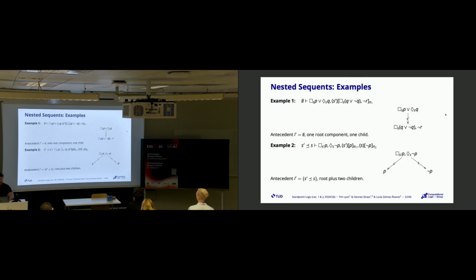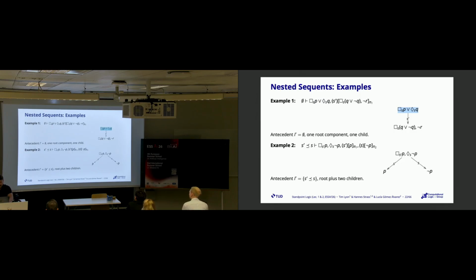All right, let's look at some examples of nested sequents just to try to make this as concrete as possible. In the first example, the left-hand side of the nested sequent is empty and contains 0 sharpening statements, and the right-hand side is encoding a tree of depth 1 that has 2 nodes in it. So the root node contains this disjunction formula.